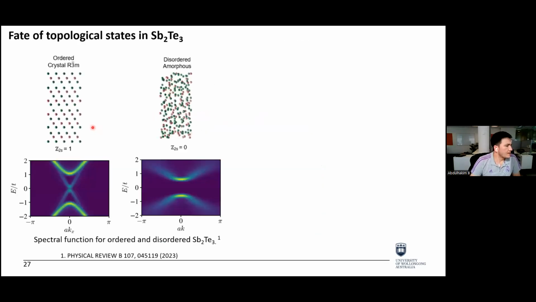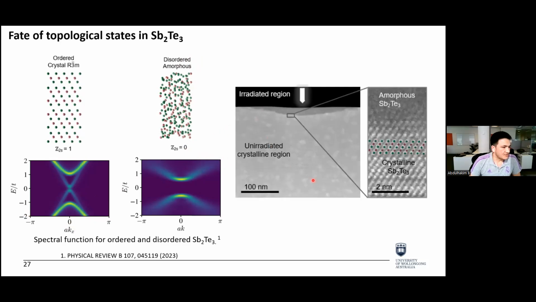So when this antimony chloride is crystalline, we can see a nice, clear band gap in the bulk, and we could see these surface states crossing the bulk band gap. But when it's disordered, we could see the disappearance of these surface states, which is basically the basis for our work to engineer surface or edge states wherever we want at the surface of antimony chloride.